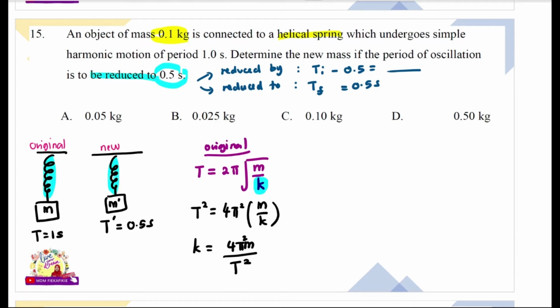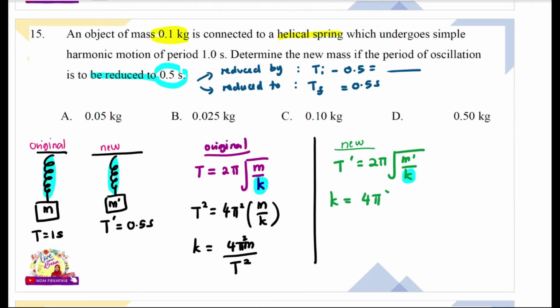Okay, and then kita tulis yang sebelah ni pula. Tadi yang original. So ini yang new punya. Okay, so kalau yang new punya sama je. T prime is equal to 2 pi square root M prime over K. Kan K ni tadi sama. Saya sama juga, saya rearrange that equation. So saya akan tulis K is equal to 4 pi squared M prime over T prime squared.